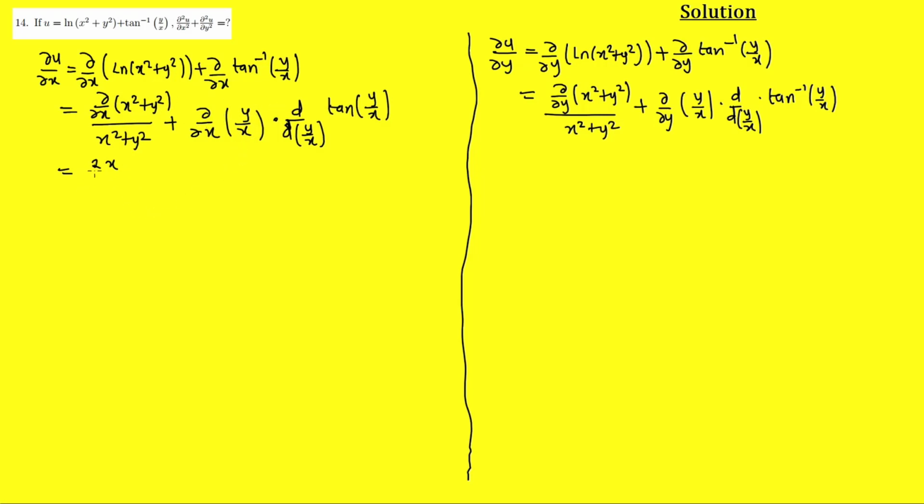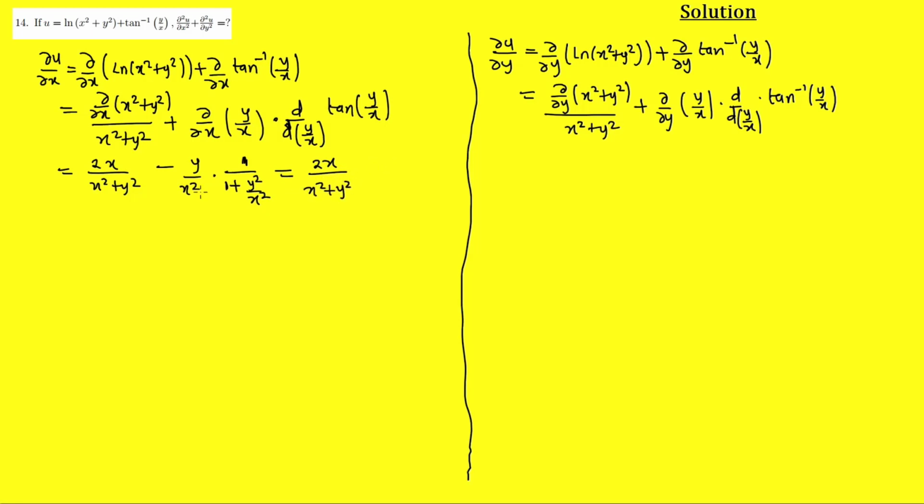So now we have 2x over x squared plus y squared. Then if you differentiate this partially with respect to x, y is just a constant, so that means I'm going to have this to be minus y over x squared, then multiplied by, now if you differentiate arctan of y over x with respect to y over x, that will give us what? 1 over 1 plus y squared over x squared. Alright, so which will give me what? 2x over x squared plus y squared.